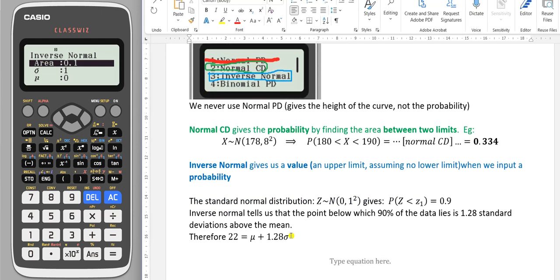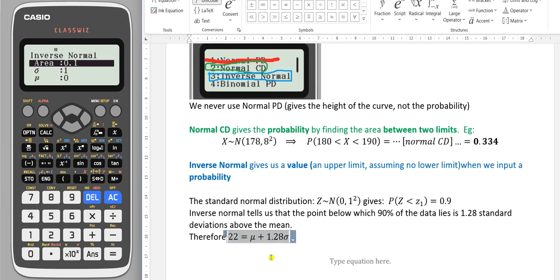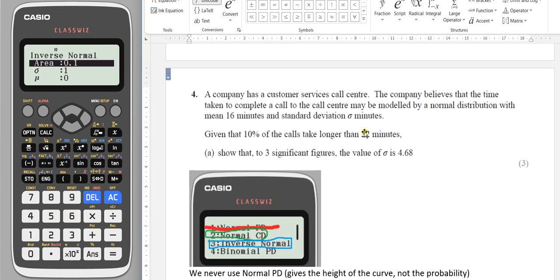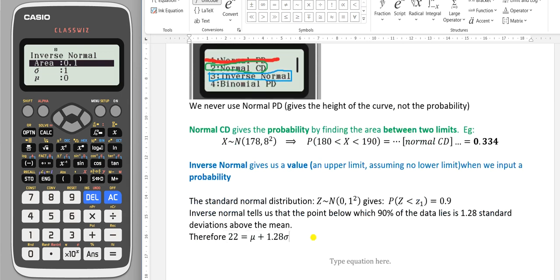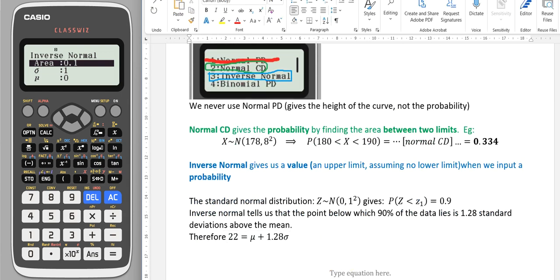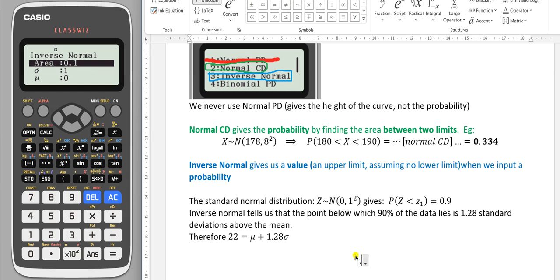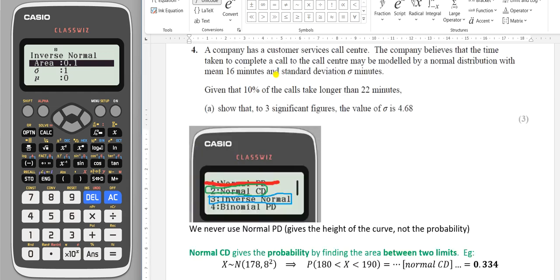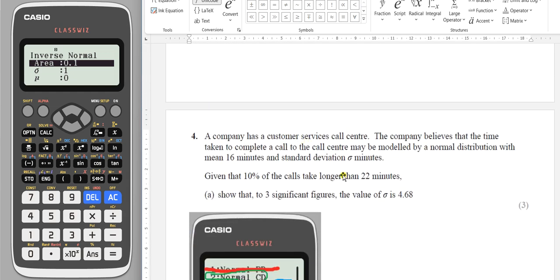And you'll notice this is just a linear equation involving mu and sigma. If they'd given us a second piece of information of a similar type, like 10% of the calls take longer than 22 minutes, 30% of the calls take shorter than 10 minutes, you could use the second piece of information to get a second equation and solve simultaneously to find mu and sigma. In this case, however, it made life a little bit easier for us by telling us the mean is 16 minutes.